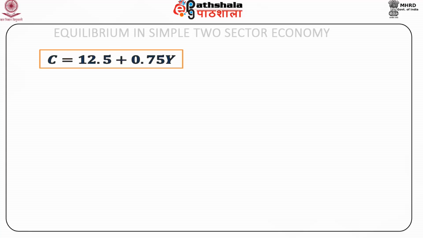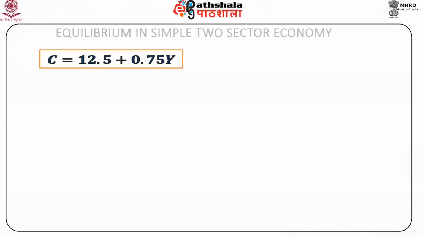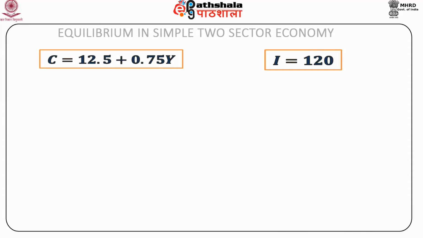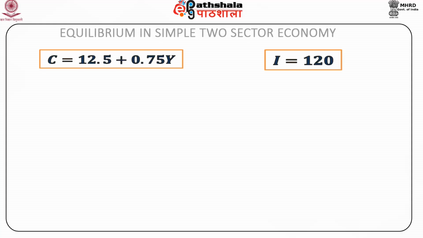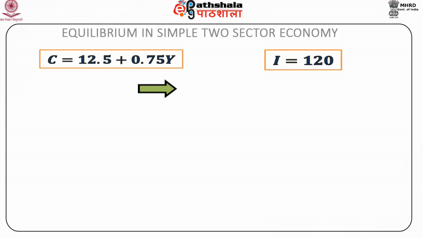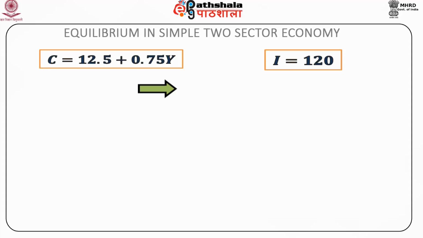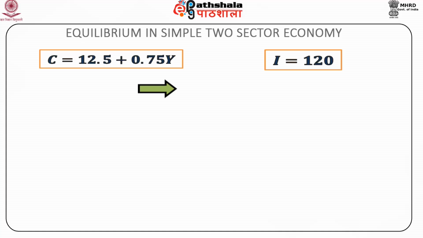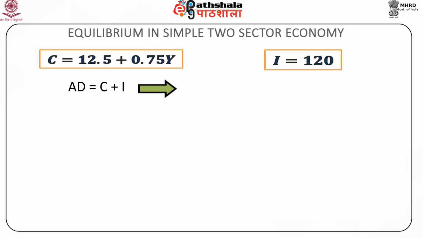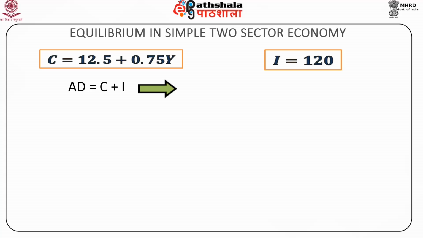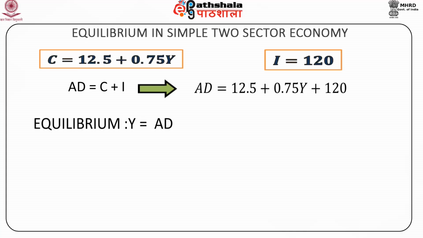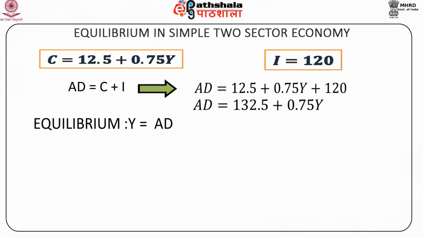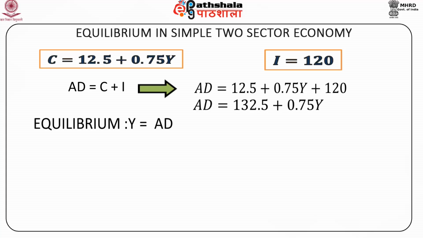Now, let us understand this equilibrium determination with the help of a simple example. Suppose the consumption function is given by C is equal to 12.5 plus 0.75y. The investment is given by I is equal to 120. AD, which is the sum of consumption and investment, is 12.5 plus 0.75y plus 120, which is equal to 132.5 plus 0.75y. We know that for equilibrium, y is equal to AD. That is, y is equal to 132.5 plus 0.75y. This gives us 0.25y is equal to 132.5, and the equilibrium y is 530.